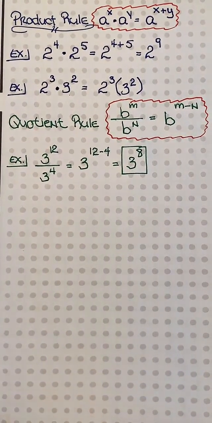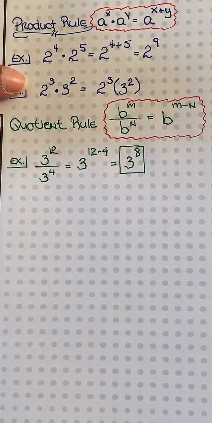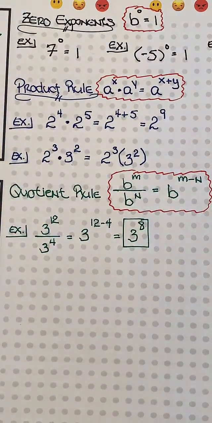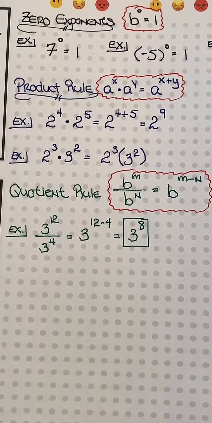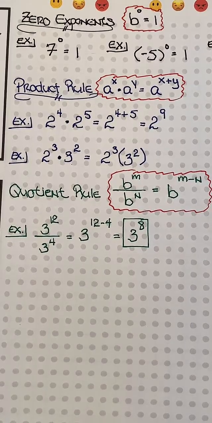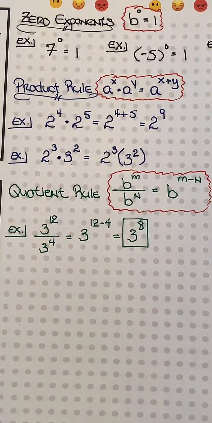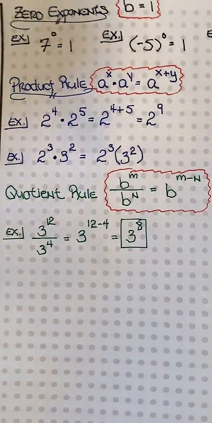Okay? So when you're dividing, you're subtracting your exponents. When you're multiplying, you're adding your exponents. Okay? Think about it. When you multiply, you're making things bigger. What else makes things bigger? Addition. When you're dividing, you're making things smaller. What else makes things smaller? When you're subtracting. Okay, they always go hand in hand, regardless if we're doing exponents, if we're solving equations, it's always going to be that same method. Okay, all right.